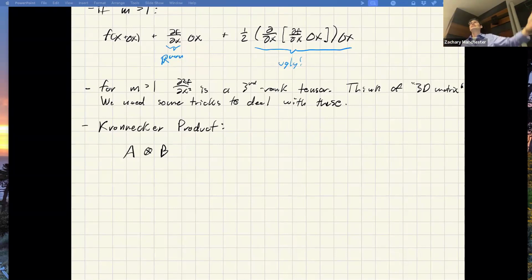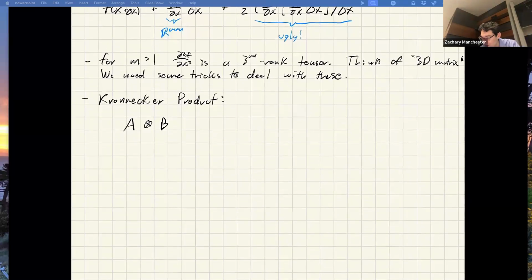Read out loud, the way I say this and the way I hear people say it is "A cron B". And if you write this in Julia, MATLAB, Python, NumPy, whatever, the notation for this is kron, K-R-O-N. So you'd write kron(A, B) is the function call that does this. And it's in all the linear algebra toolboxes. It's a normal linear algebra thing.